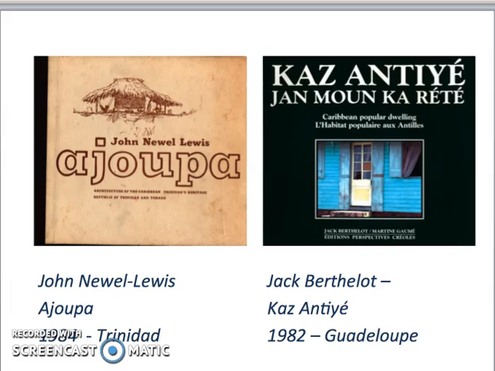These are two very useful texts for learning more about traditional or vernacular architecture. Ajupa by the Trinidadian architect John Newell Lewis is a very interesting historical account of the evolution of the simple ajupa or Amerindian type dwelling right up to the present day, or the time the book was published, up to 1984. And on the right, Case Antillaise, by Jacques Berthelot, who produced the archetypes in the previous slide, a Guadeloupean architect.